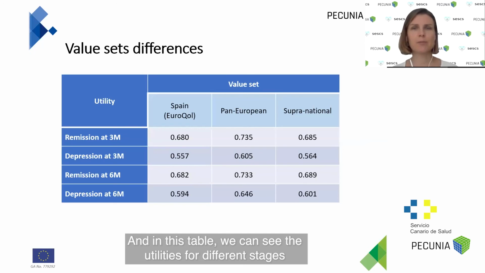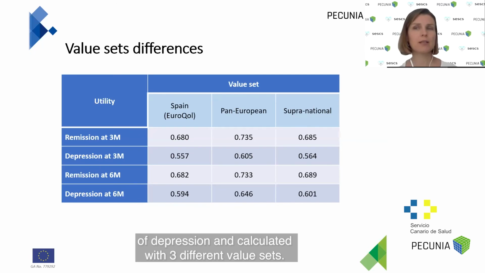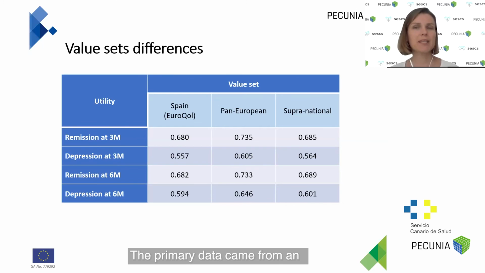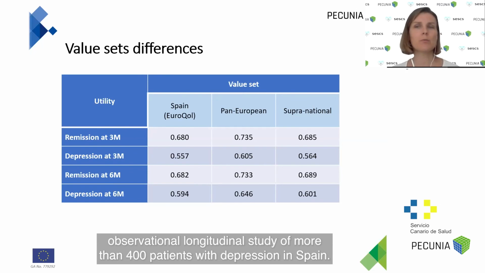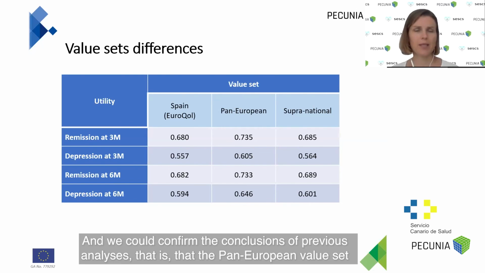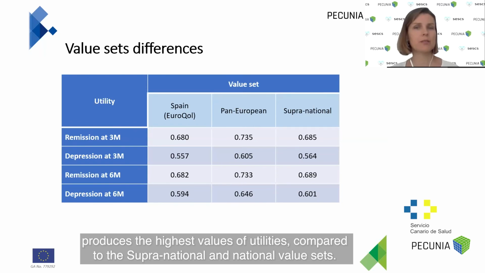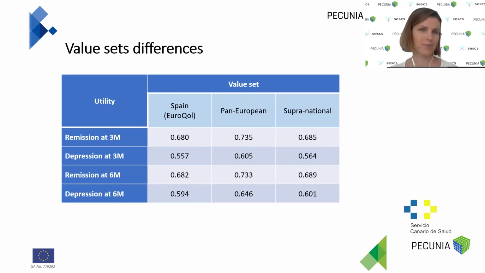And in this table, we can see the utilities for different stages of depression calculated with 3 different value sets. The primary data came from an observational longitudinal study of more than 400 patients with depression in Spain. And we could confirm the conclusions of previous analysis, that is, that the pan-European value set produces the highest values of utilities compared to the supranational and national value sets.